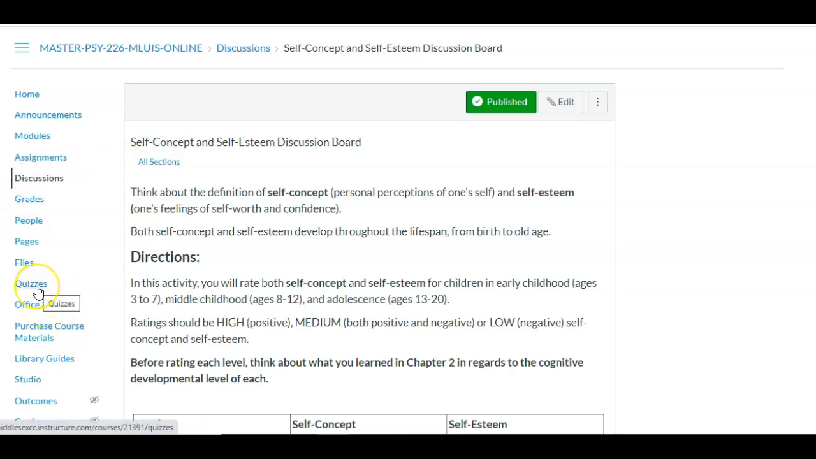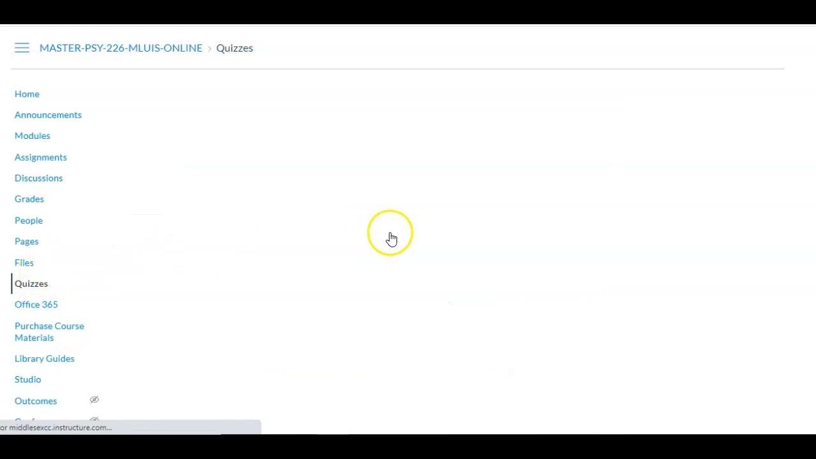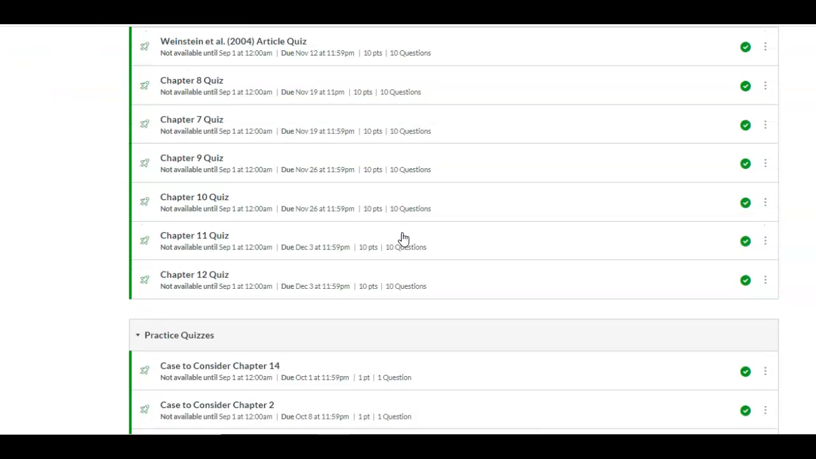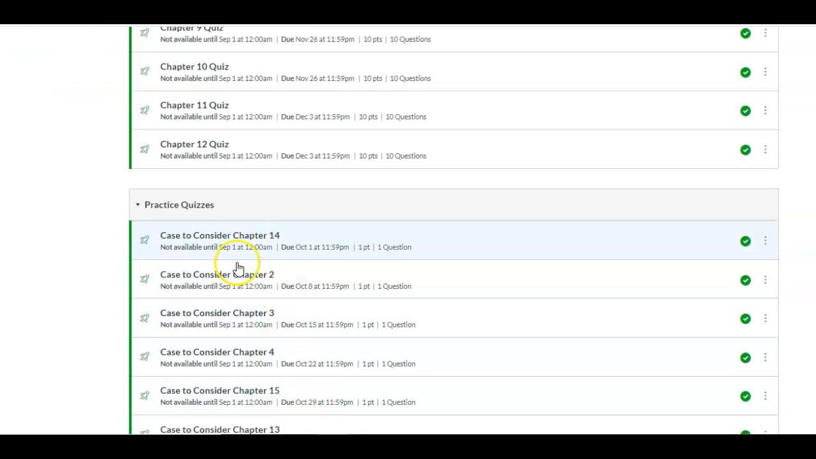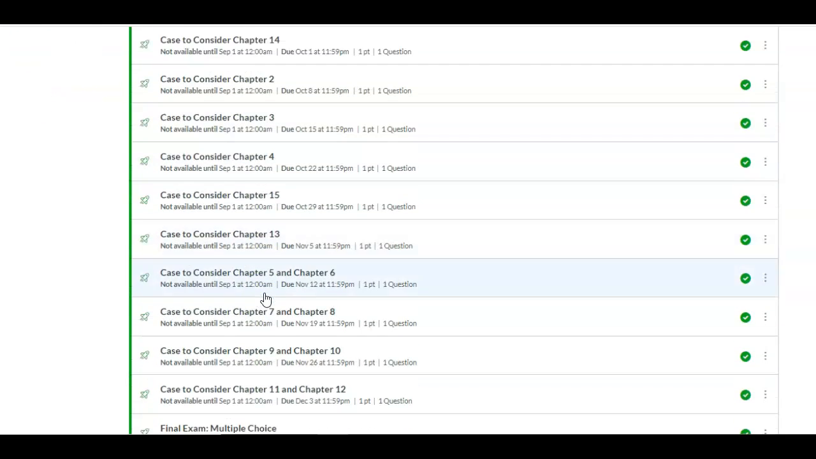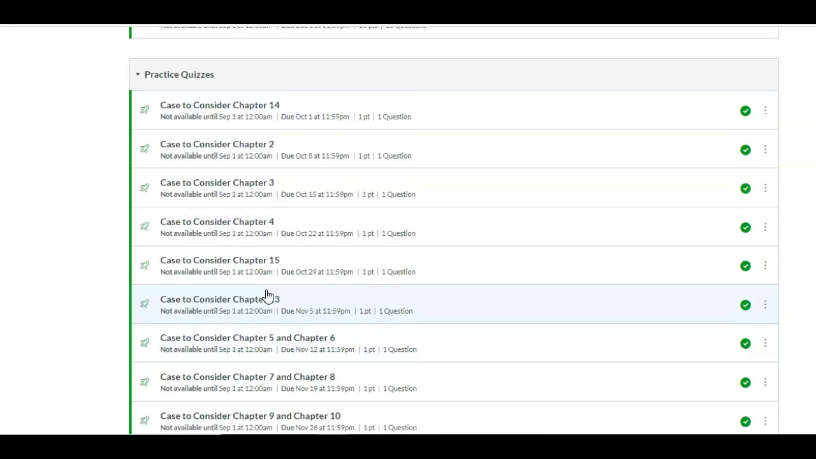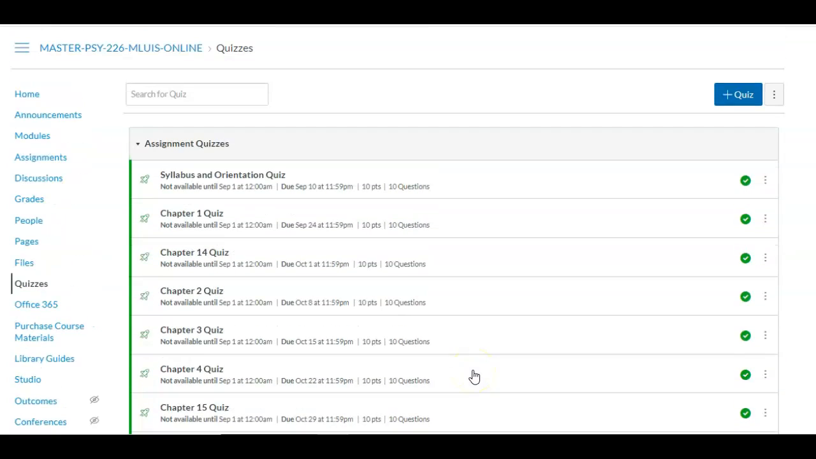For your quizzes, again, those are embedded in the modules, or you can find them under the quiz. Also, the cases are under the quizzes too, just so you know. They'll be listed as practice quizzes, so you can access them either way. Now, the cases, as mentioned, will close at 11:59 on Thursdays, as will the discussion boards. So it's important that you decide to get ahead and get these done before the due date.